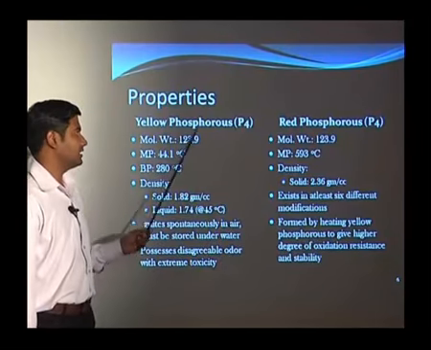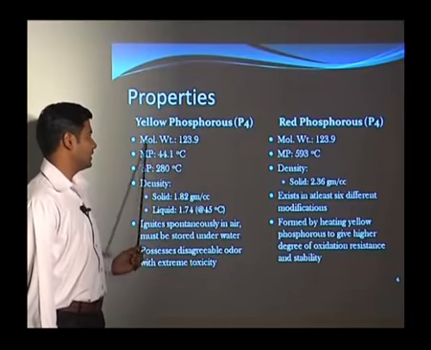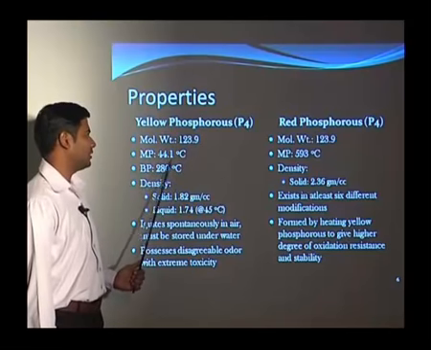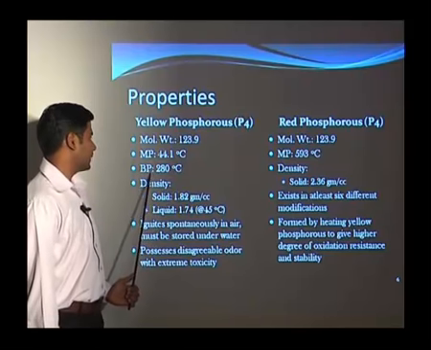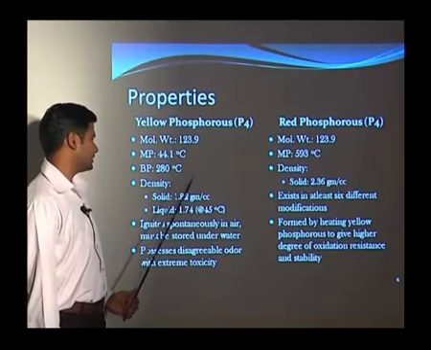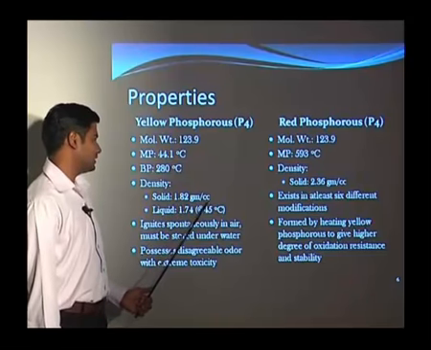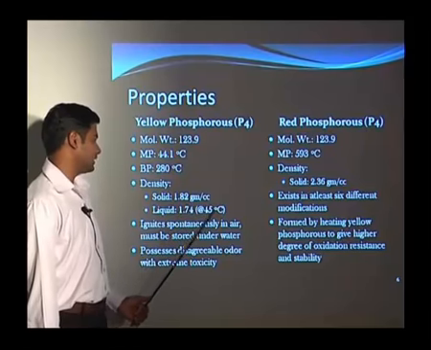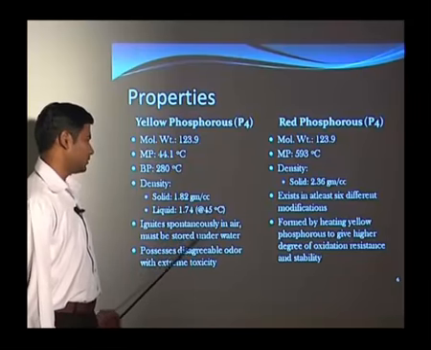So if we see the properties of phosphorus, then yellow phosphorus has a molecular weight of 123.9, a melting point of 44.1 degrees Celsius, and a boiling point of 280 degrees Celsius. The density is 1.82 grams per centimeter cube, and liquid 1.74 at 45 degrees Celsius. It ignites spontaneously in air and must be stored under water.